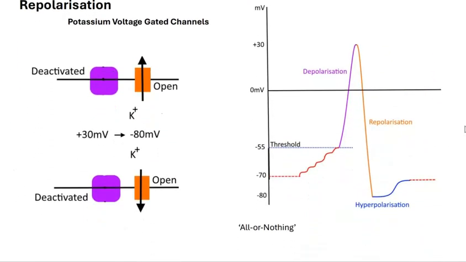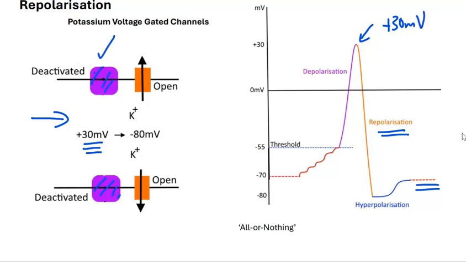At that same location where we have gone to plus 30 millivolts, the sodium gates have become deactivated. What needs to happen before we can transmit another nerve impulse is that we have to do what's called repolarization. We have to get back to threshold levels. This is achieved by, at plus 30 millivolts, not only do we have a deactivation of the sodium gates, but we have an activation of the potassium voltage gated channels, shown here in orange, and they open.